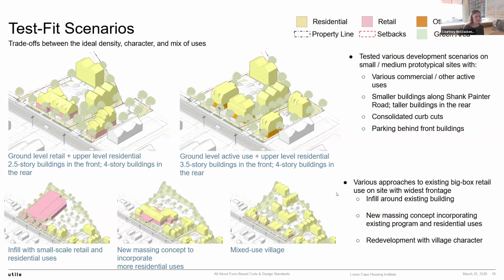So for the small and the medium site, which are the two at the top, we started to think about the options of having 2.5 stories in the front with ground floor either retail or commercial, or again, an active use development, and then having larger, up to 4-story buildings in the back, but they were still quite small developments. The one on the left shows 2.5 stories and the one on the right shows up to 3.5 stories. So we were thinking about the difference in sizes for those. We were also thinking about consolidating curb cuts and, again, making sure that the parking was always tucked behind the front buildings.